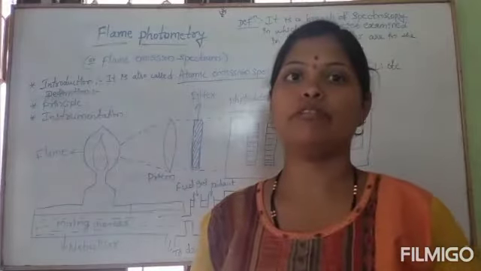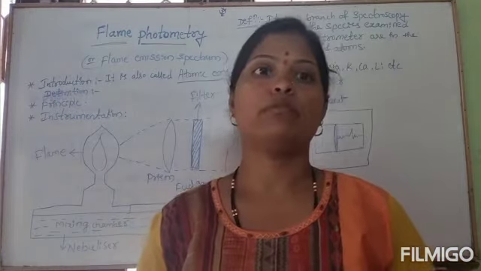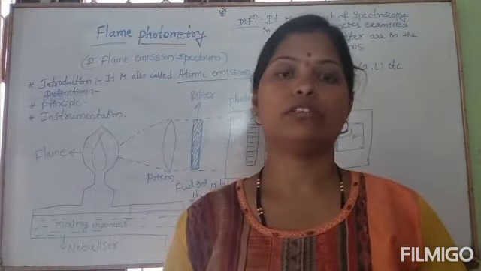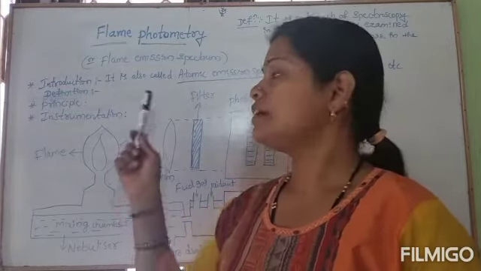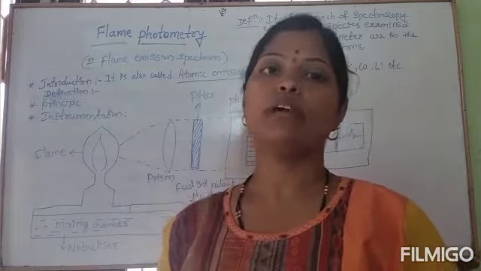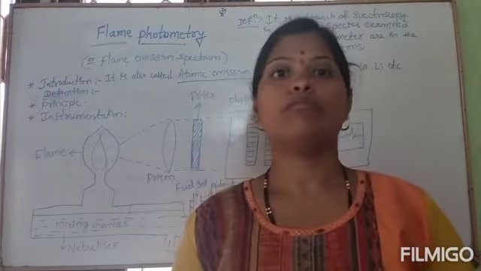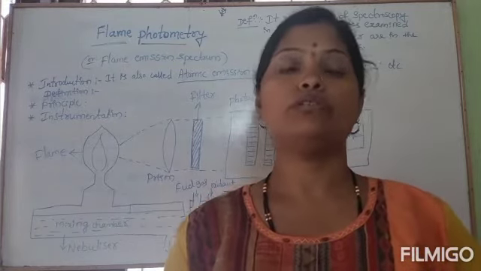Next one is the flame photometry or flame emission spectrum. In this we will study the introduction, principle and the instrumentation. Before we start the introduction of flame photometry, it is also called atomic emission spectroscopy. It is based on the measurement of intensity of light emitted when a metal is introduced into a flame.